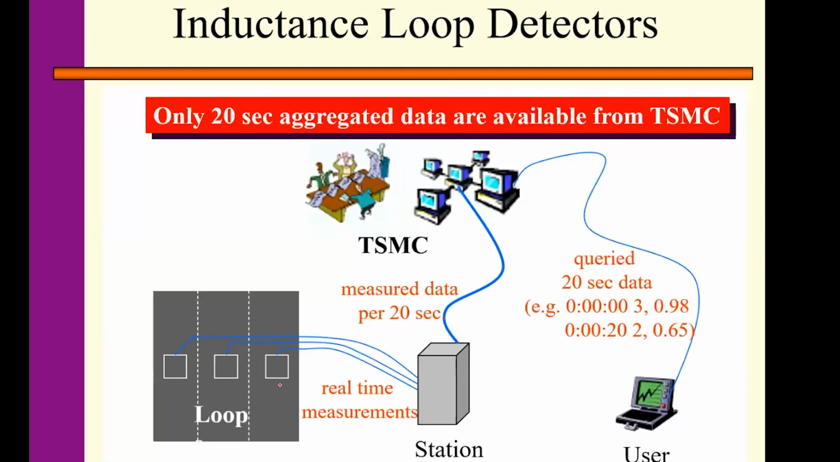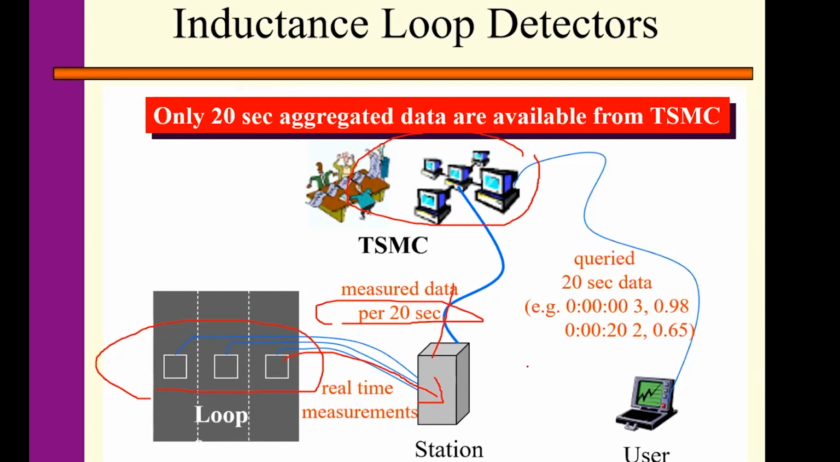The raw data from those loop sensors in the field will be aggregated into a certain time interval, 20 seconds or 30 seconds. Those real-time measurements will be stored in the local detection station and sent to the traffic management center. The traffic management center stores the data in a database, which can be queried later for different purposes. So this is pretty much the overall architecture of detection data collection, storage, and usage.